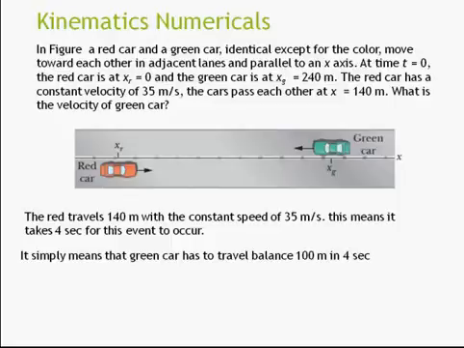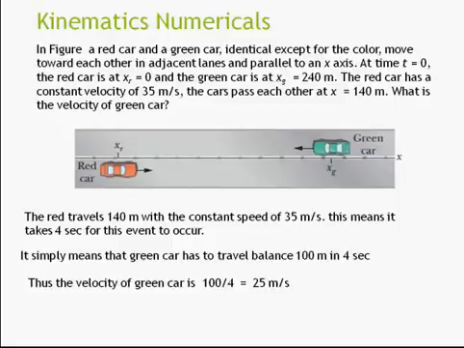But secondly, one more thing is very important, that it has to do the same distance in the 4 seconds only, the same time only. So velocity of the green car is given as 100 by 4, this is 25 meter per second. So in this case, we find the velocity of the green car as 25 meter per second.